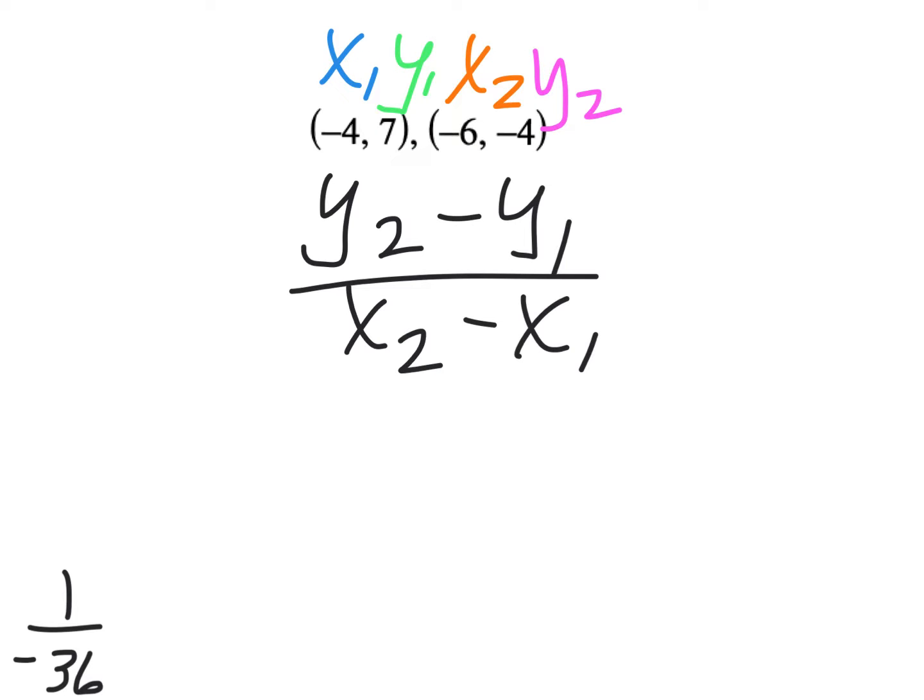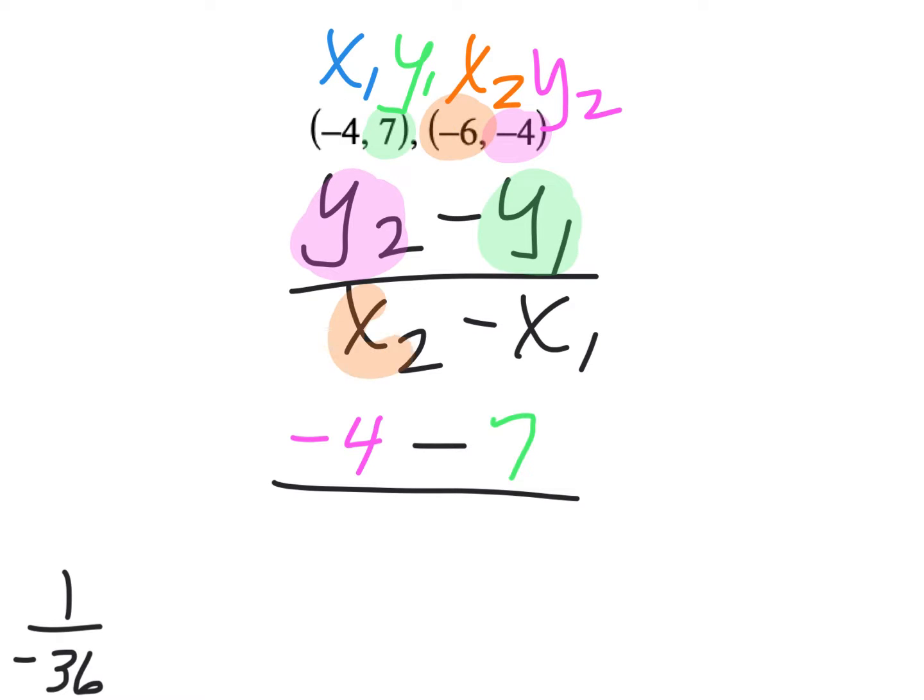So I'm going to do one more example for you real quick. So I'm going to set up my formula again. My second y coordinate is right here, which means that's going to be negative 4. The formula has subtraction in it, and I'm going to subtract my y1. So that means I'm going to do negative 4 minus 7. And then my x2, my second x coordinate, is going to be negative 6. Subtraction is still part of the formula. And then my x1 is going to be negative 4.